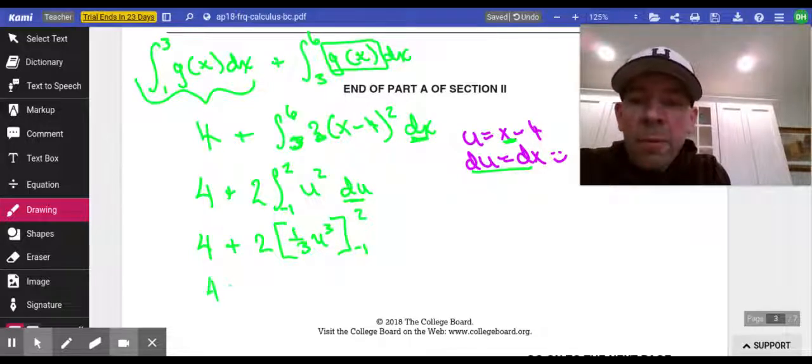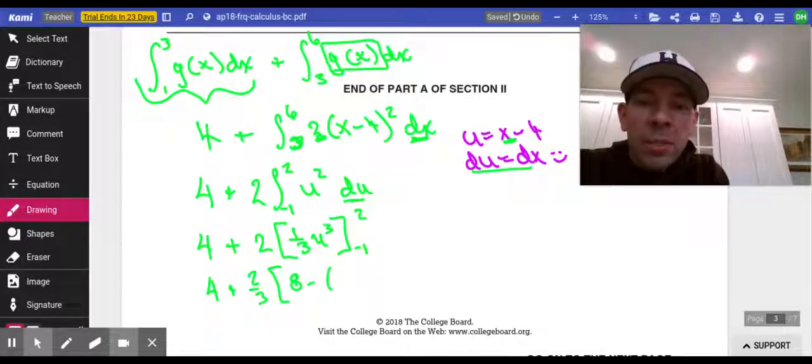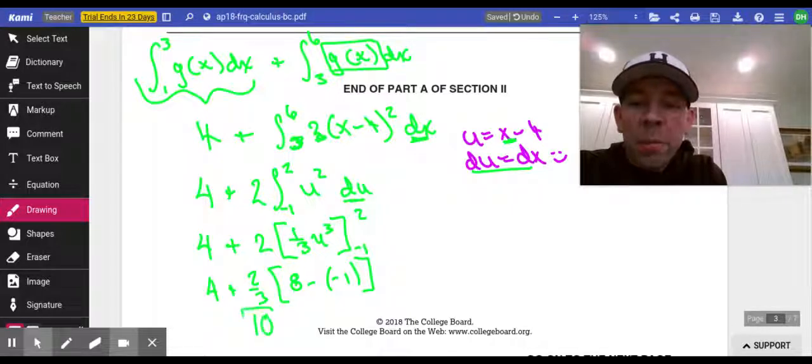And let's see, 4 plus, I'm going to pull that 1/3 out to make 2/3. Substitute the 2 in for u, and then substitute the -1. And let's see, 9 times 2/3 is going to make 6. 4 plus 6 makes 10. Boom, final answer.